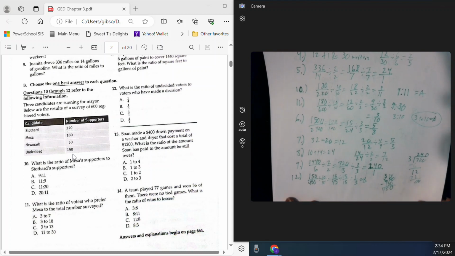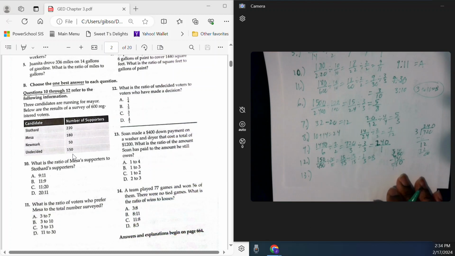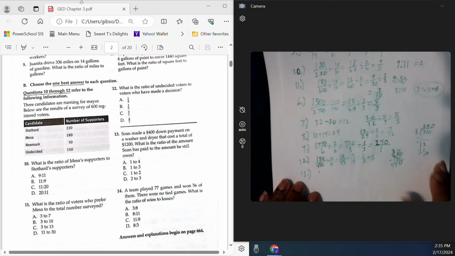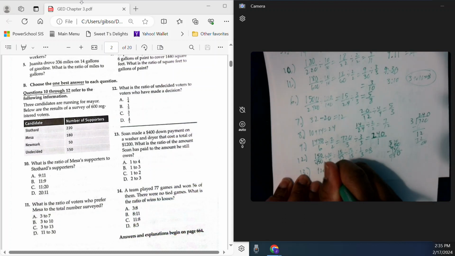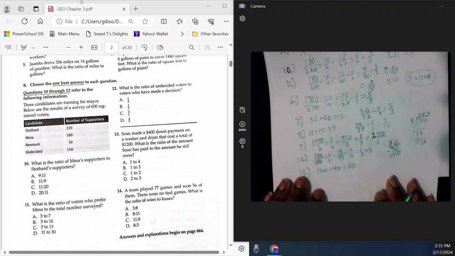Now, 13. 13, we have Sohn who made a $400 down payment on a washer and dryer that cost a total of $1,200. What is the ratio of the amount Sohn has paid to the amount he still owes? Now, first we need to find out what's still owed. So that would be 1,200 minus 400. 1,200 minus 400 is 800. That's how much is still owed.